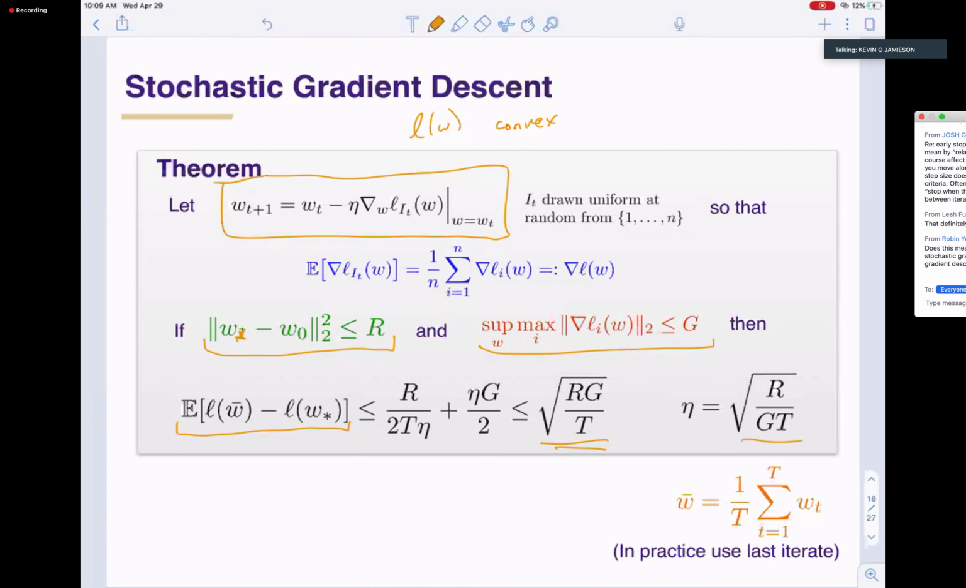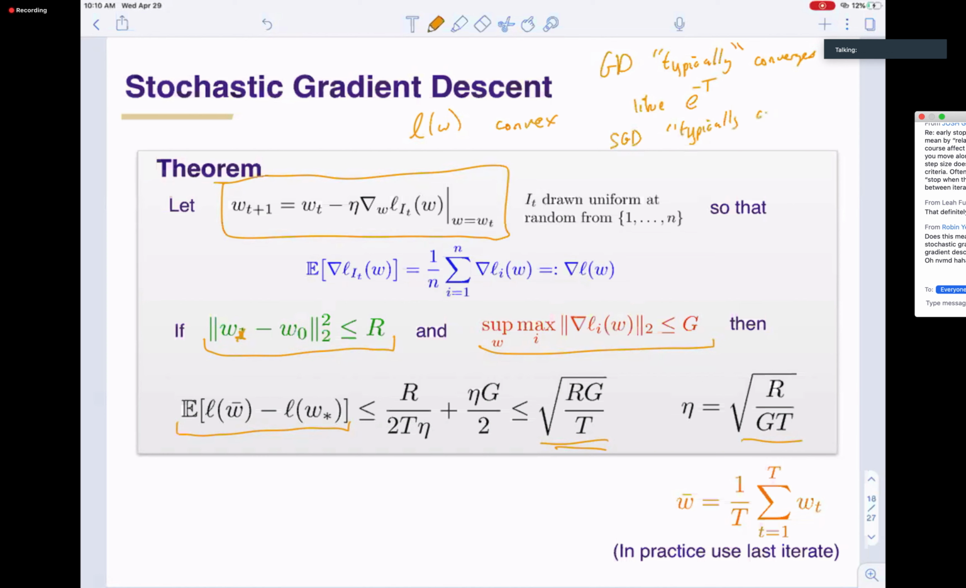Usually gradient descent converges like e to the minus t, whereas SGD typically converges like 1 over t or 1 over square root of t, which is way, way slower. And this is the trade-off.